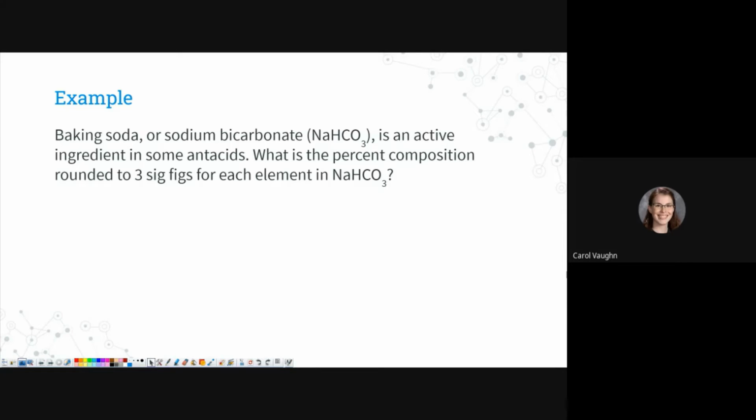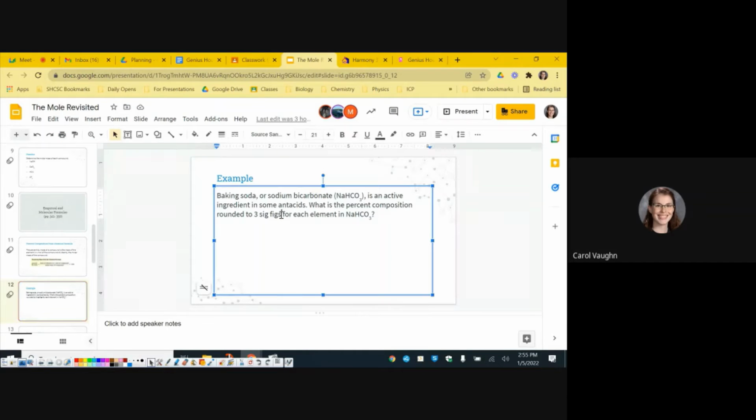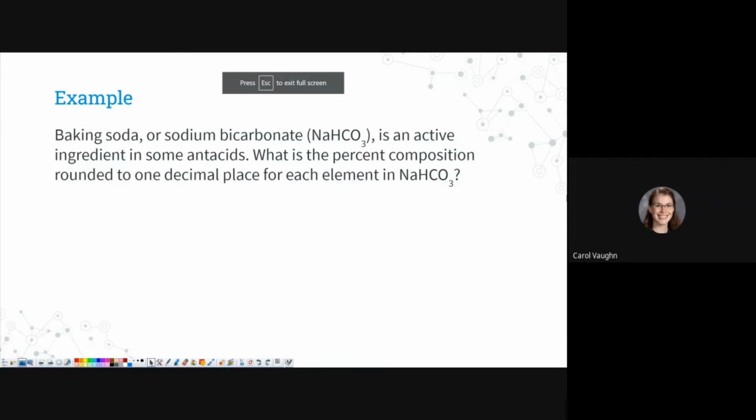So what we're going to figure out is what is the percent composition. And I thought I changed this and then I didn't. So the percent composition rounded to 1 decimal place for each element in sodium bicarbonate. So how many elements are in sodium bicarbonate? 4. There are 4 elements in sodium bicarbonate. We're going to treat them all as their own separate equation eventually. But what did I say the first thing that we really need to do is? What do we need to calculate? The molar mass of the compound, the sodium bicarbonate.